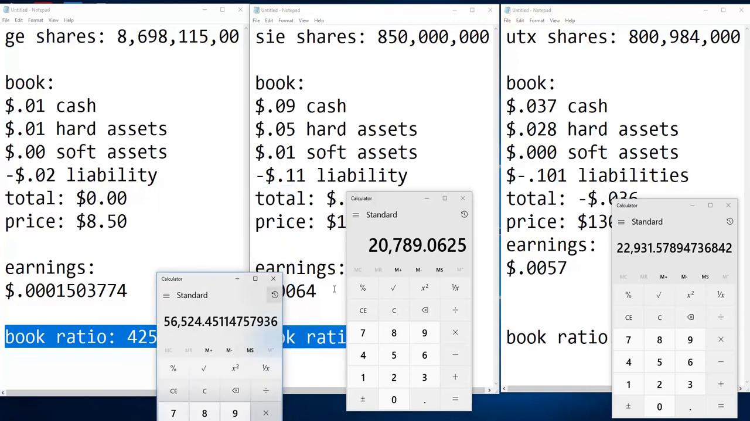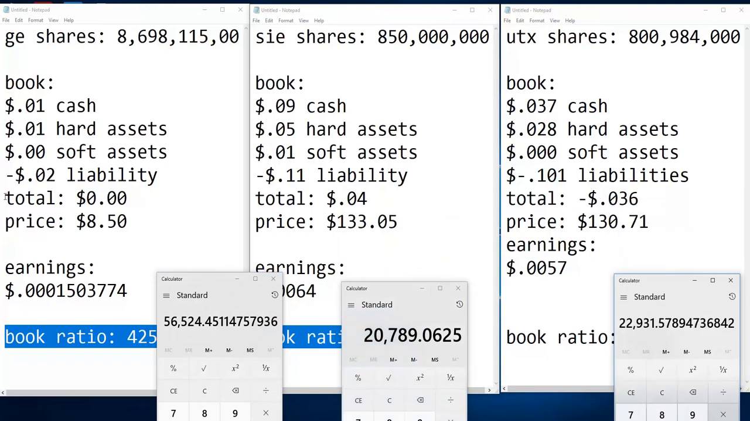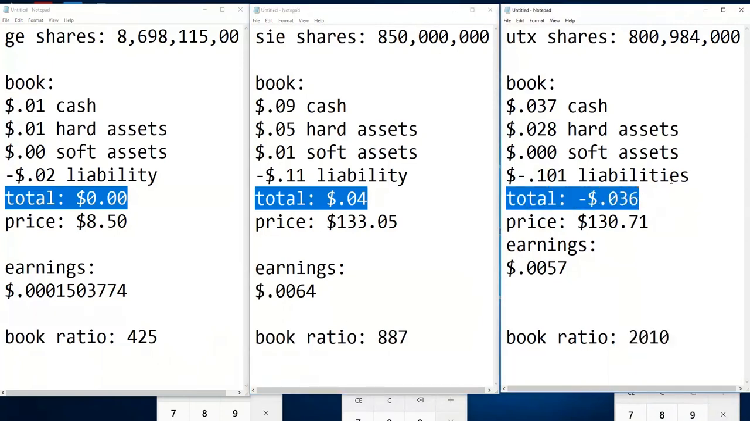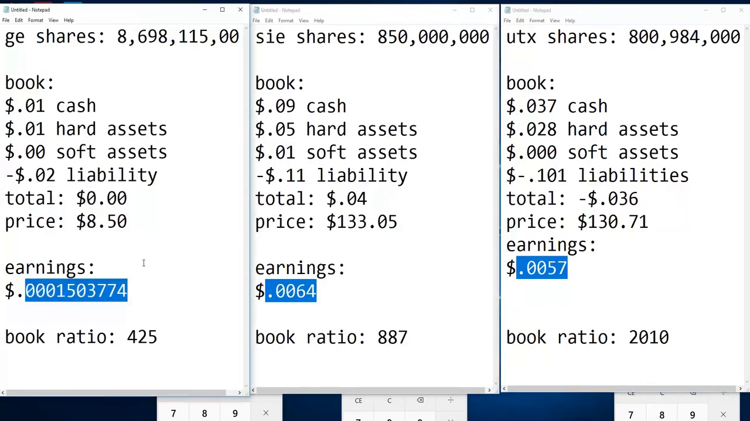And I just want to go back and look at this again. We're looking at our total book value, okay? And again, United Technologies, horrible book value. GE is right in the middle right at zero. Siemens over in Germany, it's doing much better. As far as earnings go, this is profit, right? This is profit every year. Siemens way better, right? And then United Technologies in second, and then GE, it's way down at the bottom.